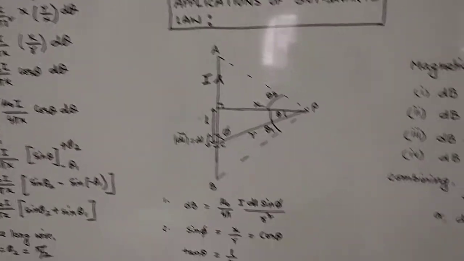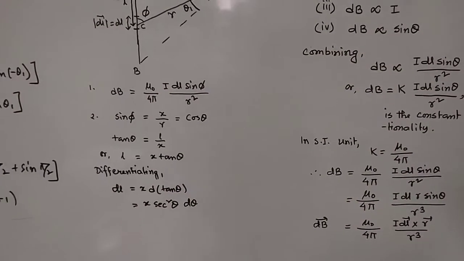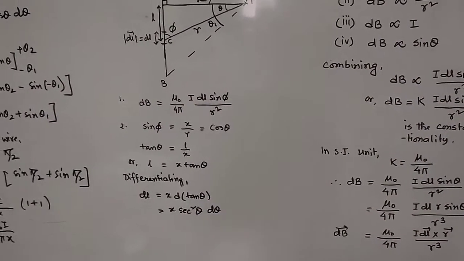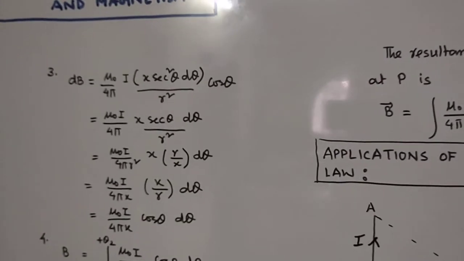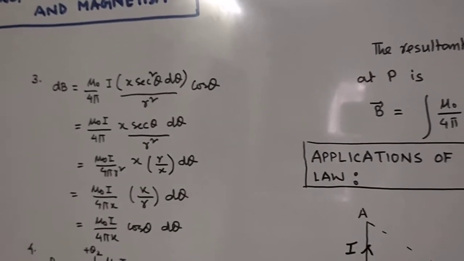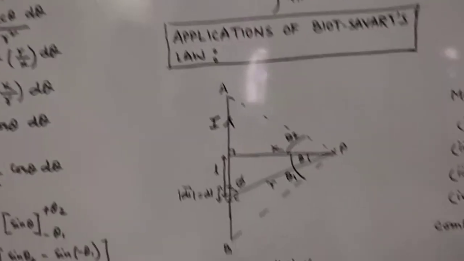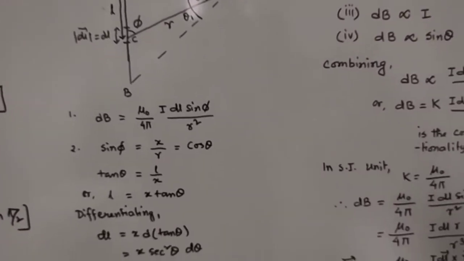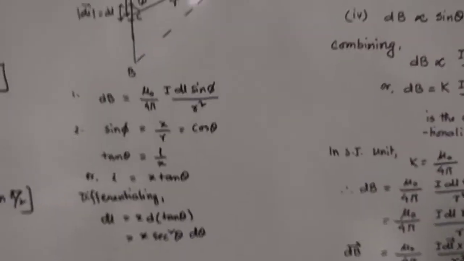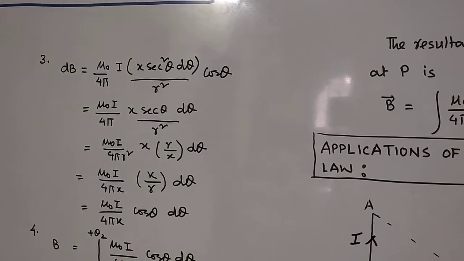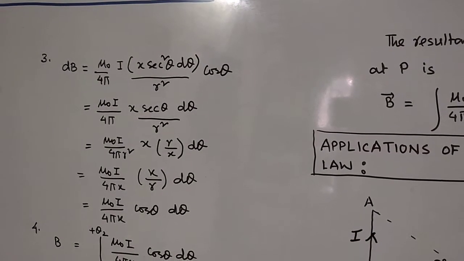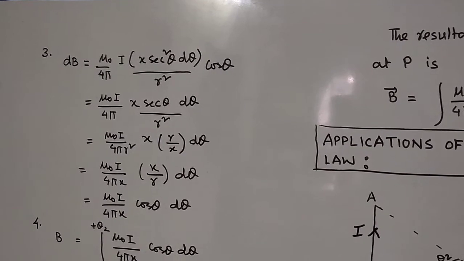Now what we will do, these are the parts which we have done. Now we will simplify this by substituting it. So here dB equal to mu naught by 4 pi I. In place of dl, you can write this value, x sec square theta d theta. So mu naught I by 4 pi I dl sin theta.